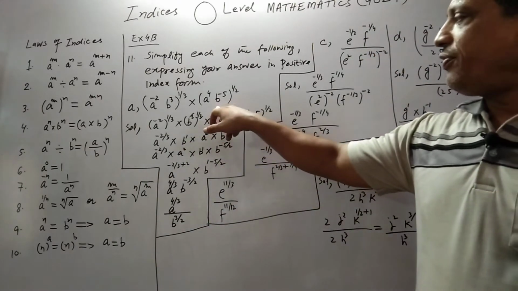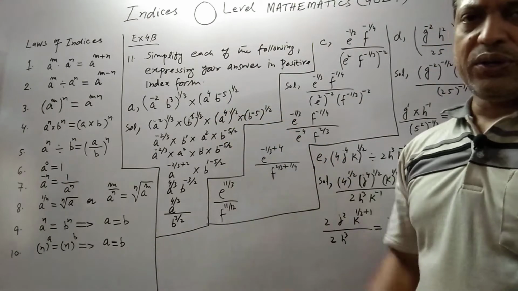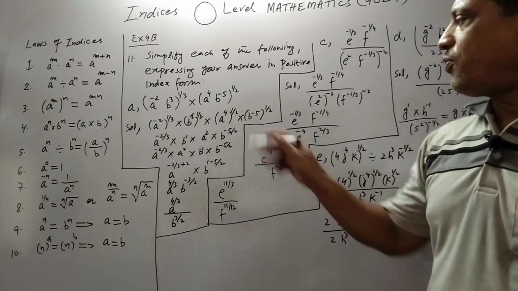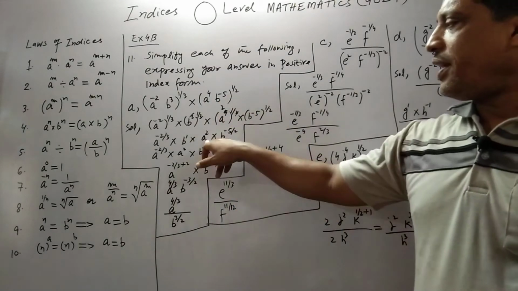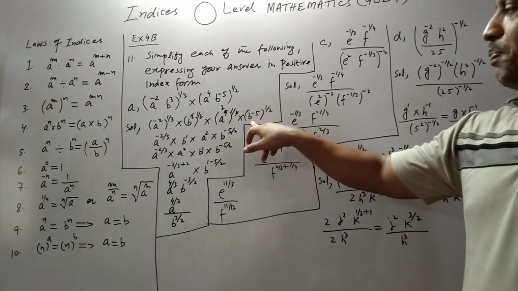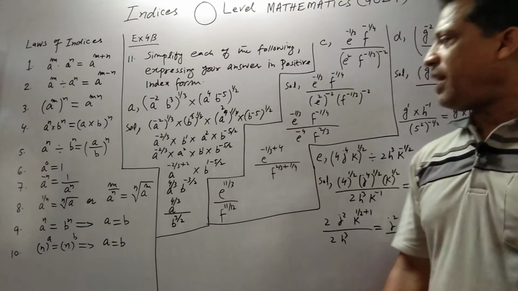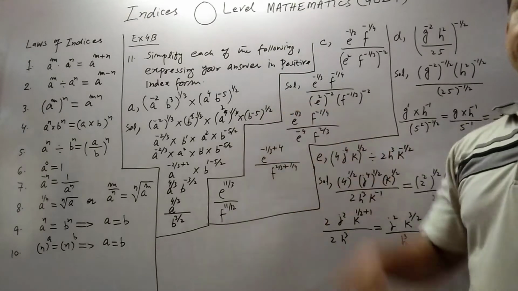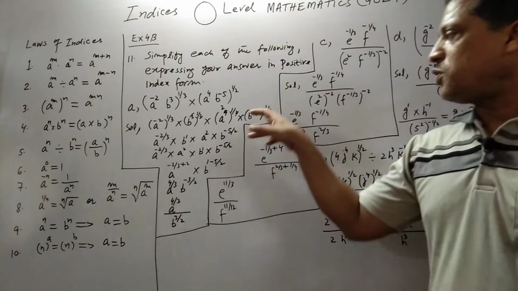See this, a^4 to the power 1/2. 4 times 1/2 is 4/2. What is 4/2? 2 ones are 2, 2 twos are 4. What remains is a^2. See this, b^-5 to the power 1/2. Power to the power is always multiplied. -5 times 1/2 gives -5/2, the simplification of this bracket.